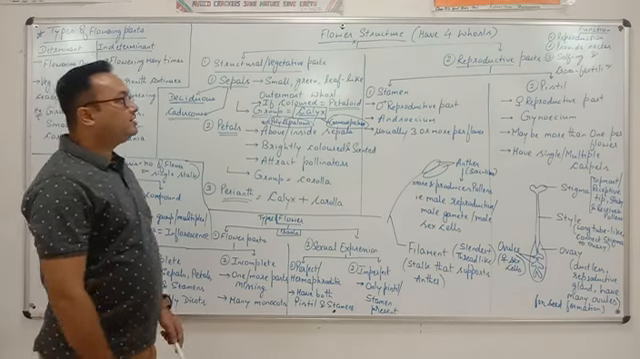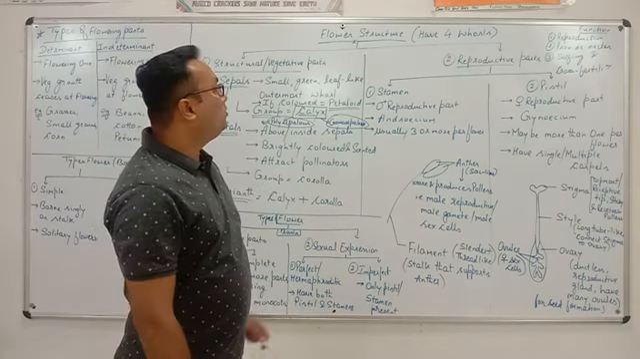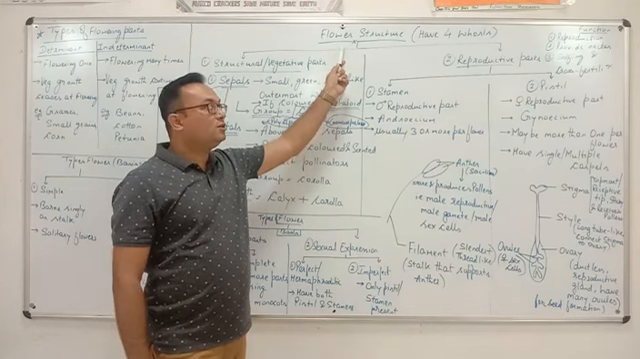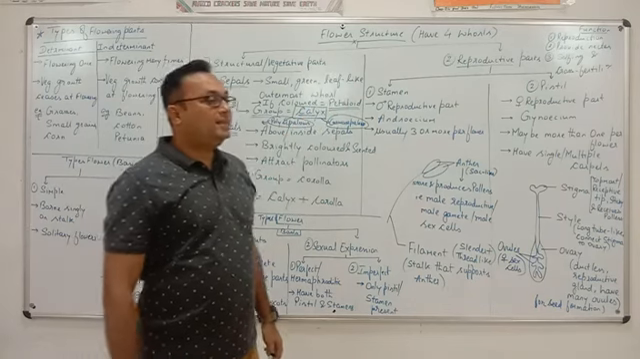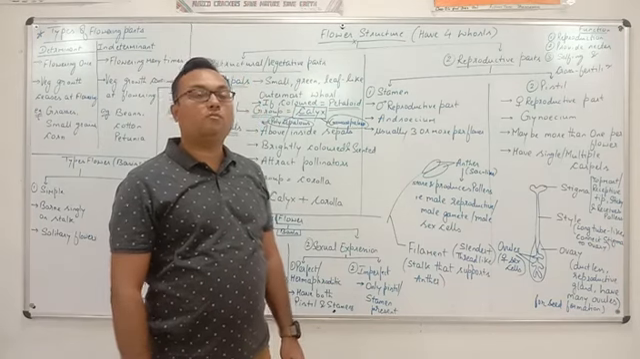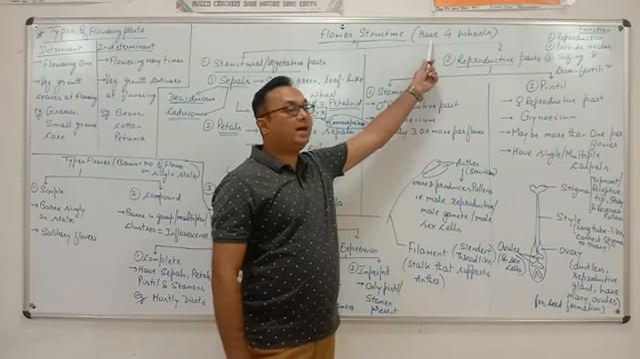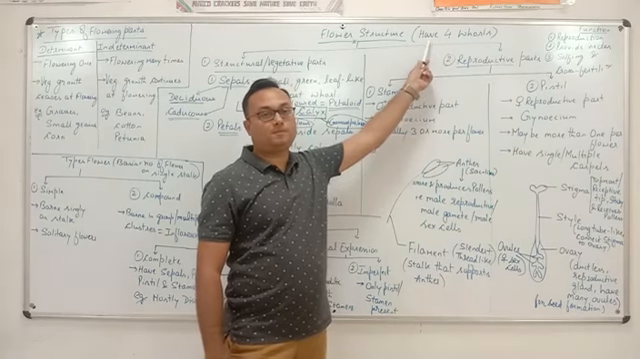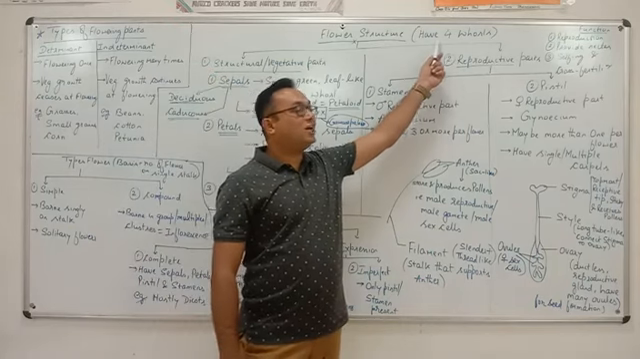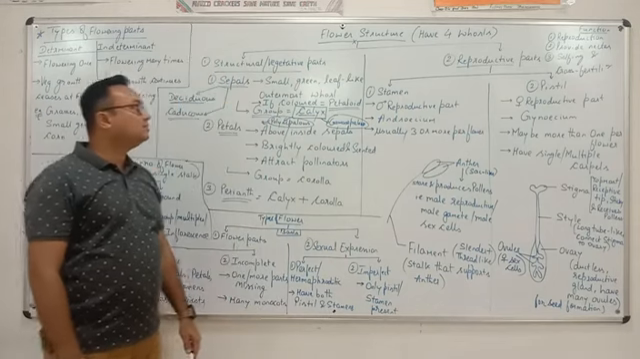Now we will continue with the previous topic also, that is the flower structure. In the last class we have seen that a flower is divided into four major parts, or we can say that a flower has four whorls. या हम ये कह सकते हैं कि कोई भी पुष्प चार चक्रों में विभाजित होता है. What are these four whorls?